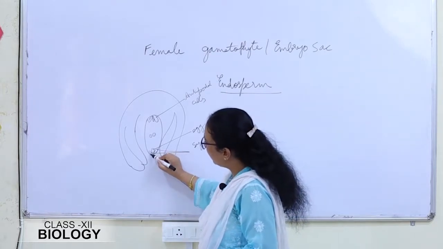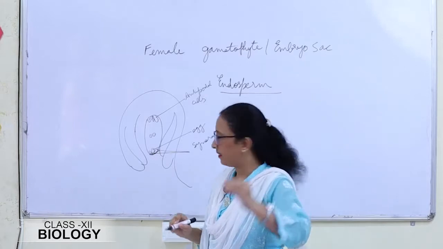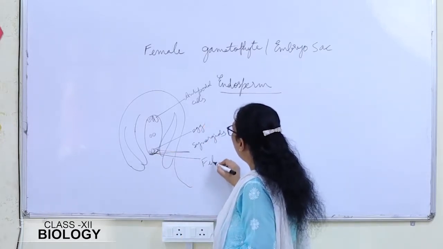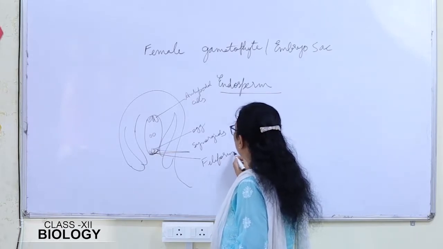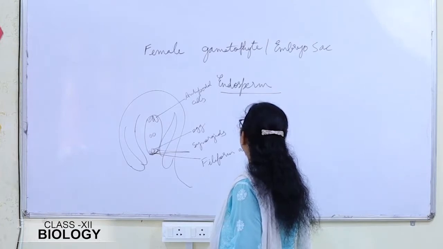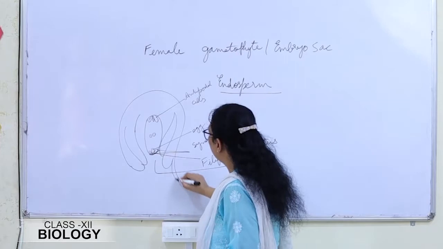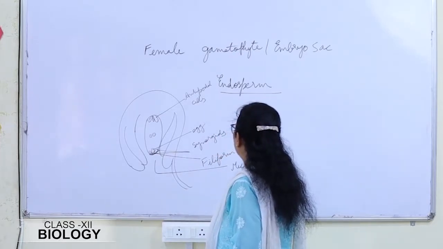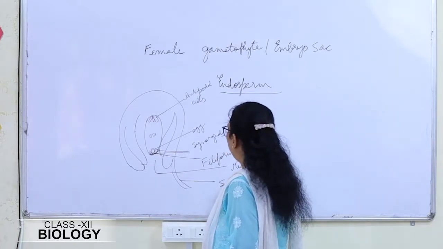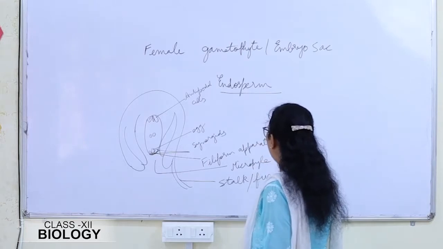Just below the synergids, there are some cell thickenings. Cells are slightly thickened. These thickenings are called the filiform apparatus. It is the micropylar end, the micropyle. This is the stalk, or it can also be called the funiculus.